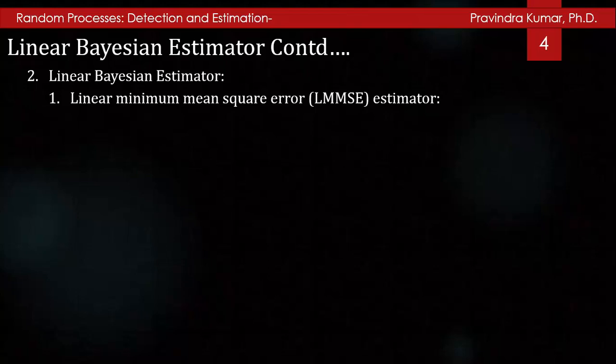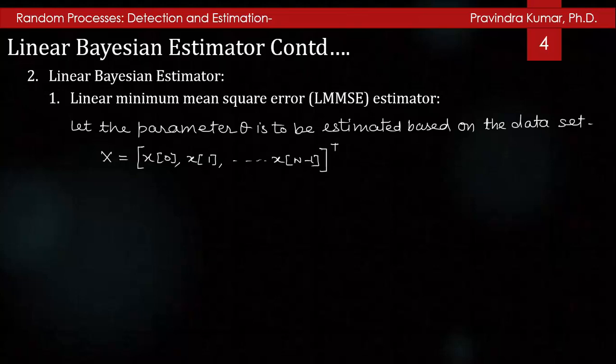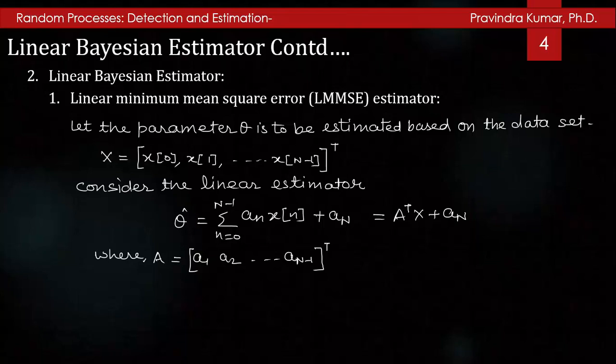Now the first one is the linear minimum mean square error estimator. Let the parameter theta be estimated based on the data set X, the transpose of X0, X1 to Xn minus 1. Rather than assuming any specific form of the joint PDF p(theta, X), we consider the linear estimator theta cap equal to summation n equals 0 to N minus 1 of an xn plus aN, which equals A transpose X plus aN, where A is the transpose of a0, a1 to aN minus 1, and aN is the weight coefficient.